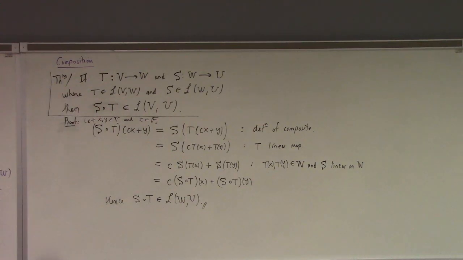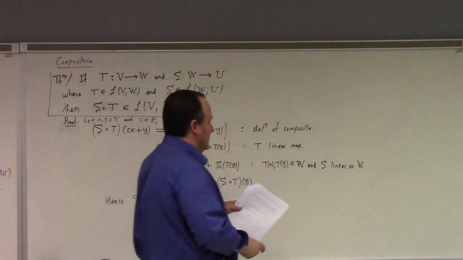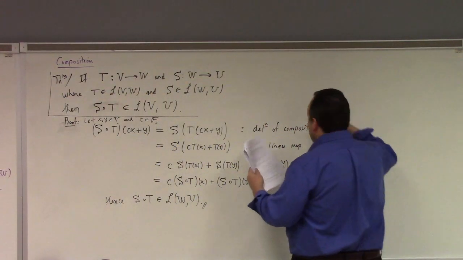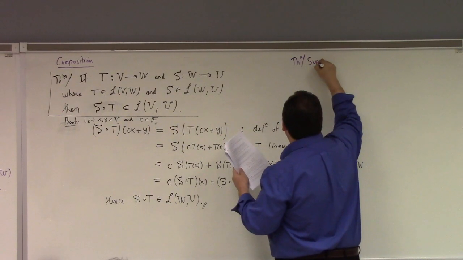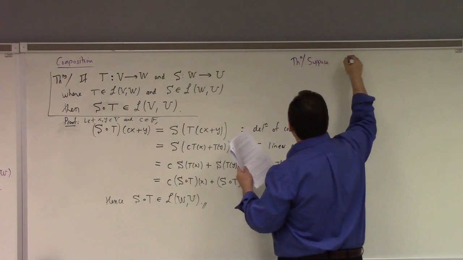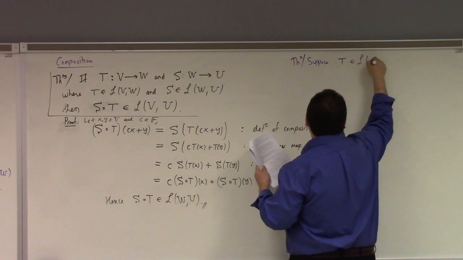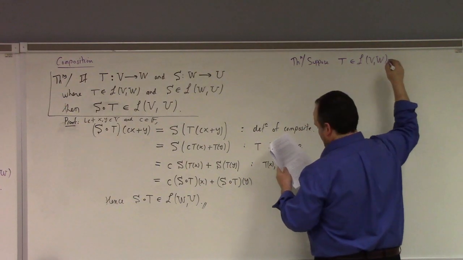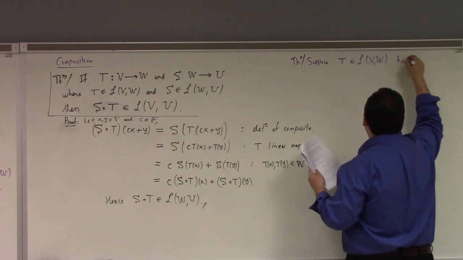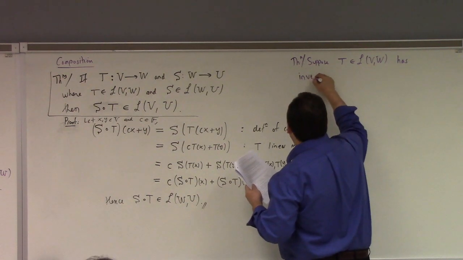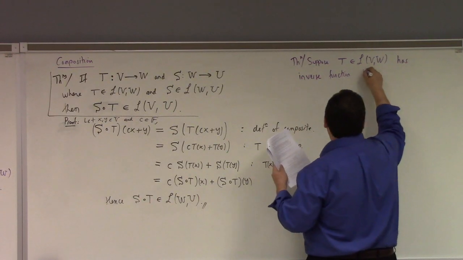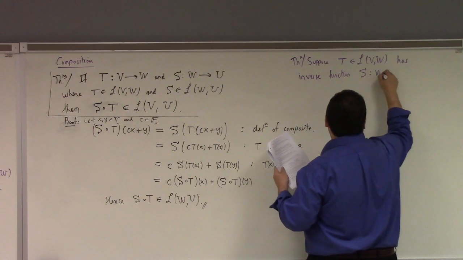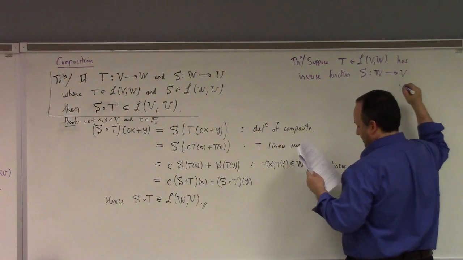The next theorem doesn't get enough love, but it should, because this theorem is wild. So here we go. Theorem: suppose T, a linear mapping from V to W, has an inverse function S, which goes from W to V.